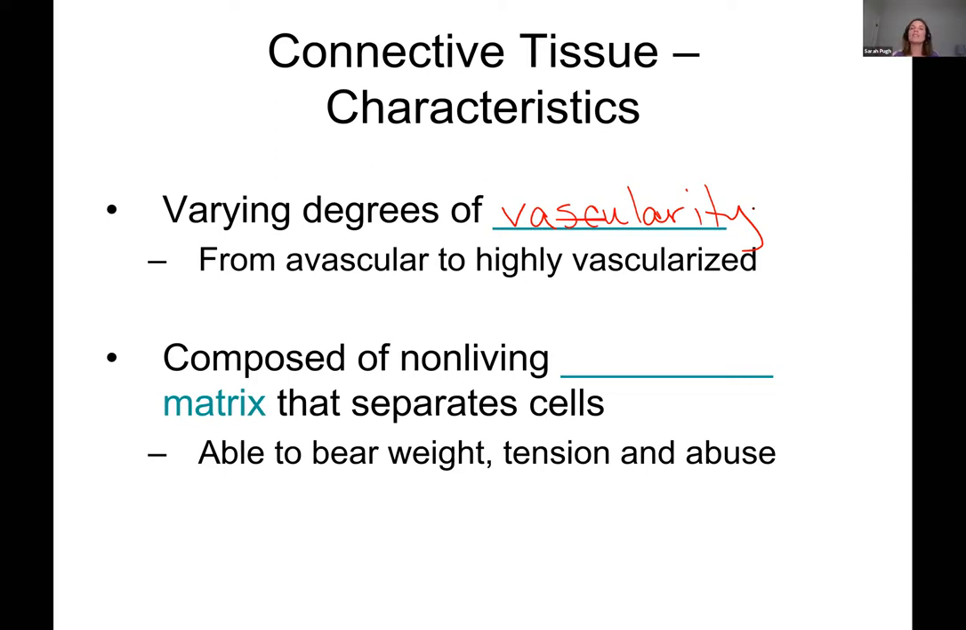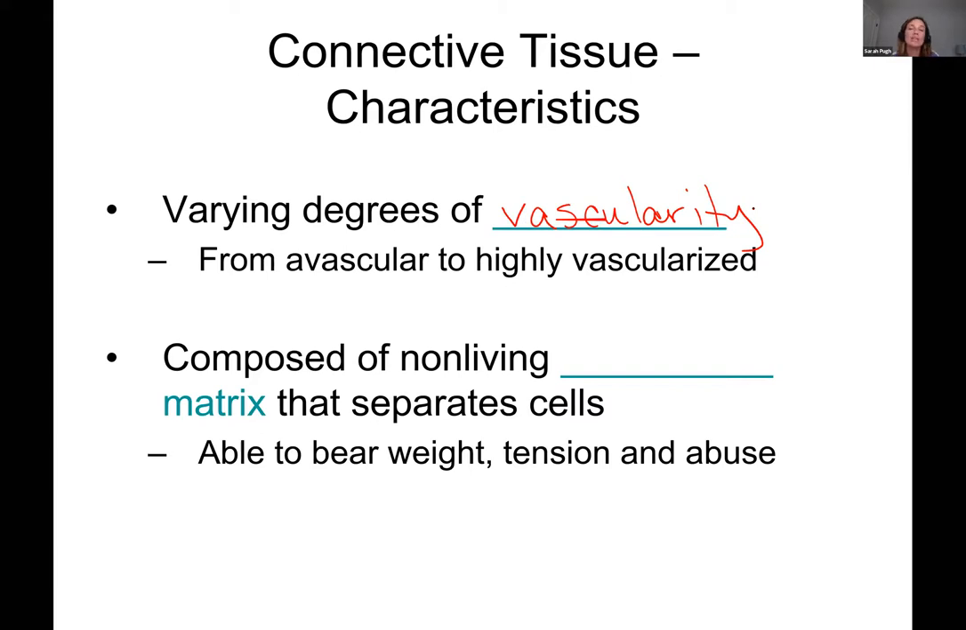So you might have some connective tissue that is avascular. Remember, no blood supply. A means not. So an example might be things like cartilage, right? People who have damaged the cartilage in their knees, a lot of times it's really slow to heal, if it ever heals at all, because there's really no blood supply to your cartilage.